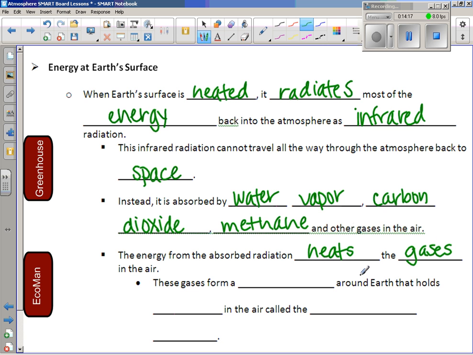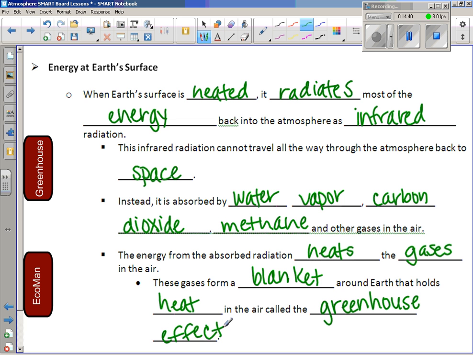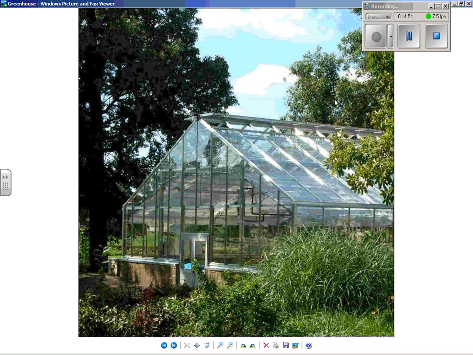And these gases form a blanket, so to speak, around Earth that holds heat in the air, and that's called the greenhouse effect. This is called the greenhouse effect. Okay, so what is a greenhouse? Here's a picture of a greenhouse.